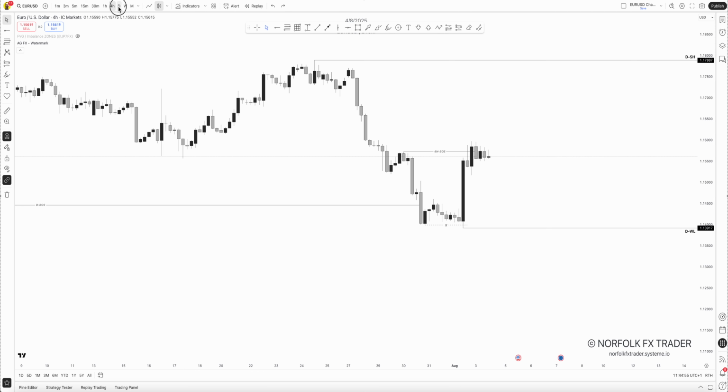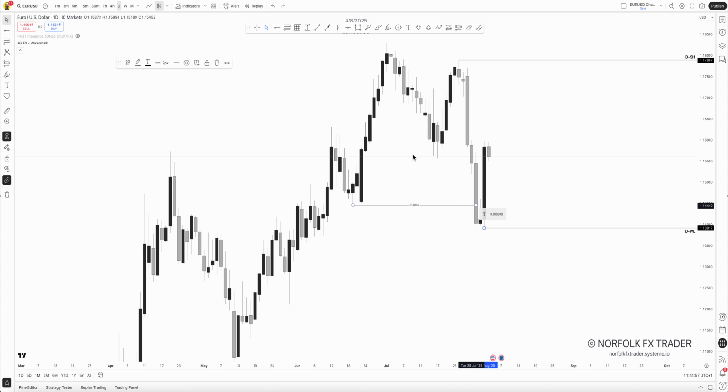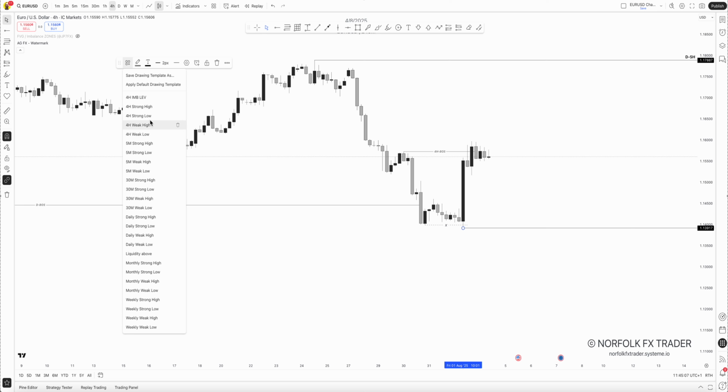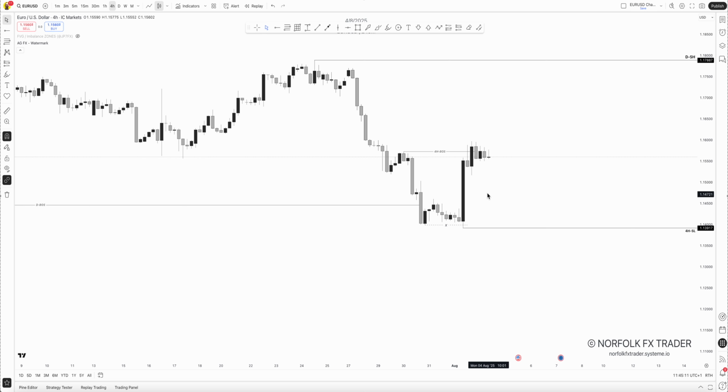So I'm just going to pop back to a daily. We're going to mark this off on the current time frame only, back to the 4-hour, so we can then apply, this is our current 4-hour low. So that's my 4-hour strong low in this market. And just find that strong low. So now we have our current start of our trading range from this low.